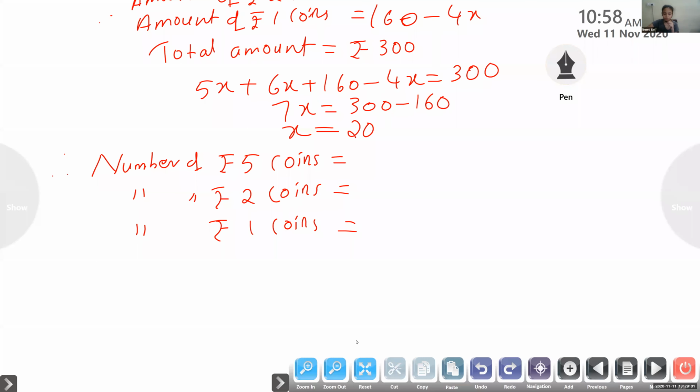Ma'am, the number of 5 rupee coins is 20. Number of 2 rupee coins is 3 into 20, 60. There are 60 2 rupee coins. Then the number of 1 rupee coins: 4 into 60 is equal to 240. 240 minus 160 is equal to 80. There are 80 rupees 1 coins.